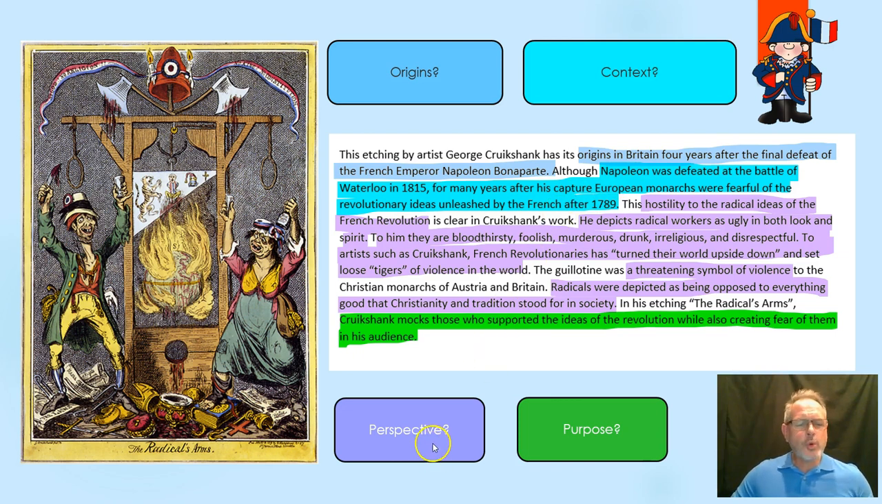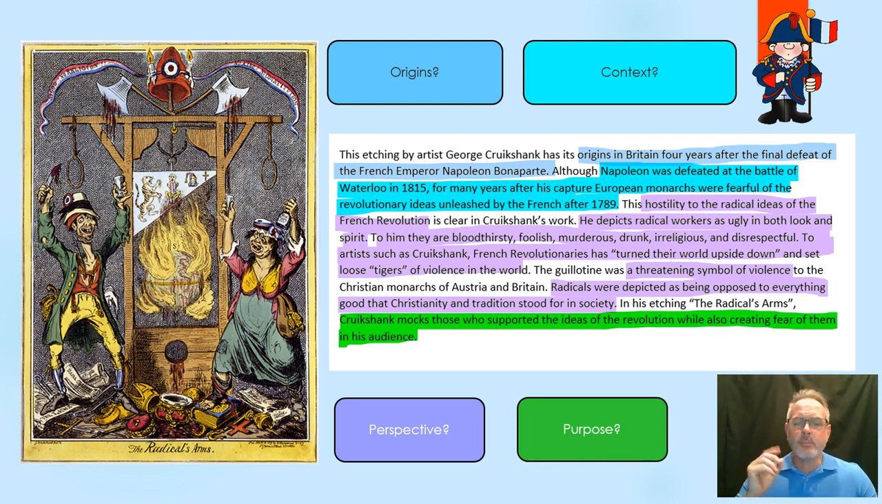The perspective, there's quite a lot of perspective. It's a heavily biased cartoon. It's certainly making its point. We spent ages talking about all the imagery, the blood dripping. There's so much we could have said, but we do have to keep our answer fairly short. It's hostile to the radical ideas of the revolution. It depicts radical workers as ugly both in look and in spirit, in attitude.